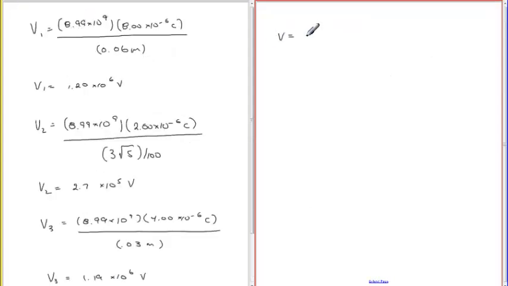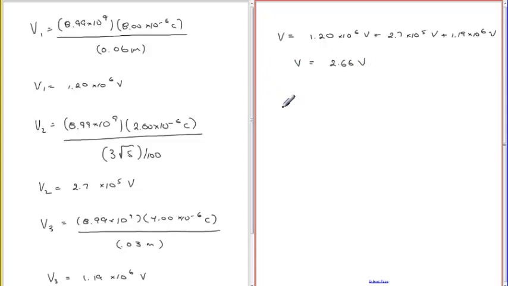So our total voltage at this point, the red point, is just going to be the sum of the 3. So the total voltage is 1.20 times 10 to the 6 volts plus 2.7 times 10 to the 5th volts plus 1.19 times 10 to the 6 volts. And if we add those up, I get 2.66 times 10 to the 6 volts. That's the voltage at that red point.